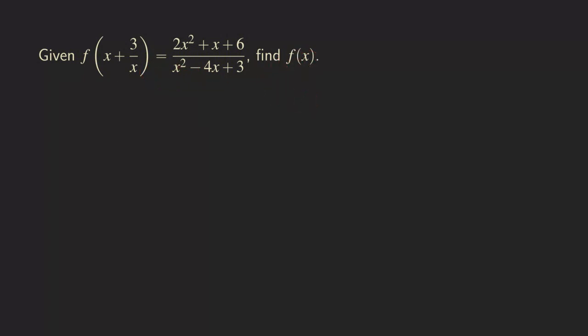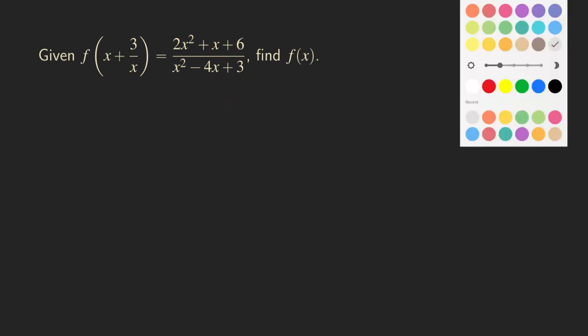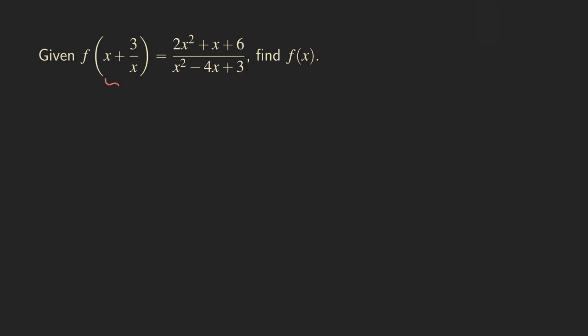What we are trying to do is find this function so that when we plug in this x plus 3 over x, we are going to get this function. Okay, so how do we do that? The usual way is that we first let u be this. So let u be this x plus 3 over x.